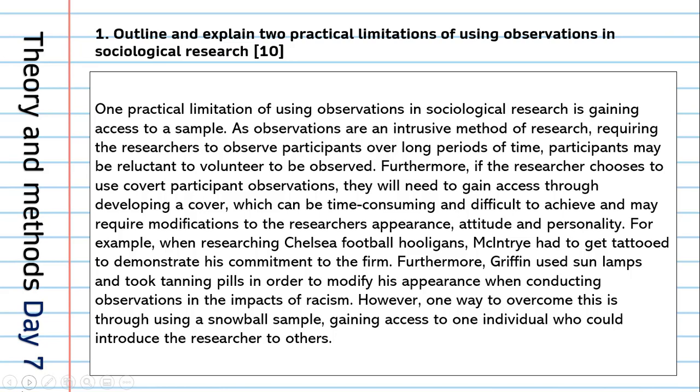Furthermore, Griffin used sun lamps and took tanning pills in order to modify his appearance when conducting observations on the impacts of racism. Okay, so what I've done is I've used 2 examples, and this is a good thing to do when you're talking about methods, is use an example that proves the point that you're making. So this one is gaining access to a sample, what you might have to do to gain access to the sample, and we're talking about modifications here, modifications to appearance or attitude or personality. Now at the end here I have put a slight evaluation.